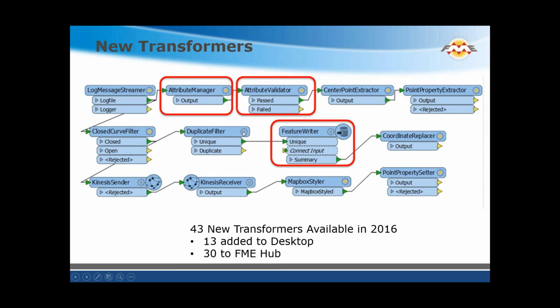And I think both Lauren and I are in agreement with the top three, or the big three transformers for 2016 are the feature writer, the attribute manager, and attribute validator. And I'm going to go into detail on these a little bit later on, and particularly Lauren is going to demo the attribute manager and attribute validator to see how you can implement this in your own workflows.